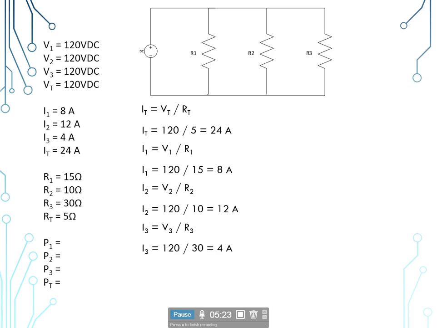Now we have a quick check that we can use here because the parallel circuit rules state that the sum of the individual branch currents always equals the total current. And so we can add in our 8 amps, our 12 amps, and our 4 amps, and that gives us our 24 amps total. So we did do our math right. Again, that's just a quick check to ensure that you did do the calculations right.